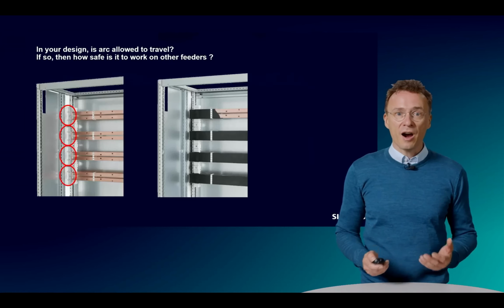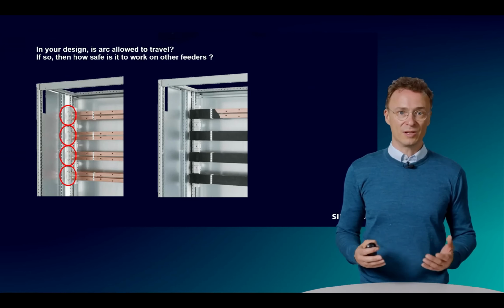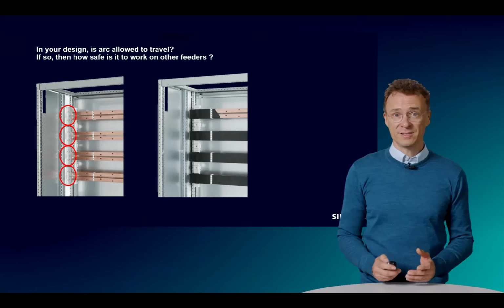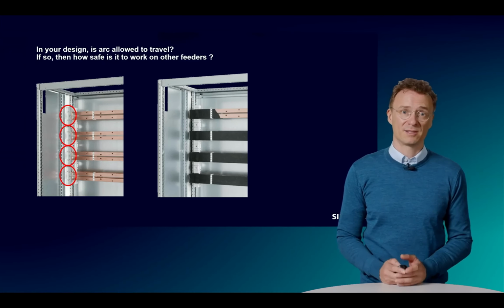And measures like arcing barriers or additional insulation will prevent the arc from traveling. Combination with the active arc fault protection will reduce the energy conversion further significantly. Tests in line with the IEC with open doors have been passed with these measures.